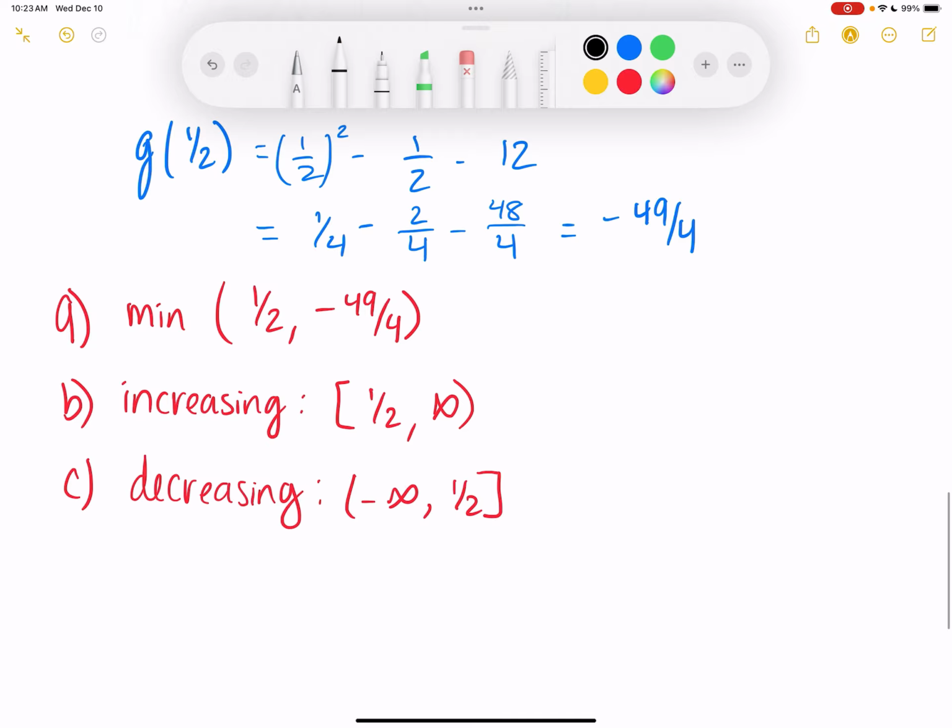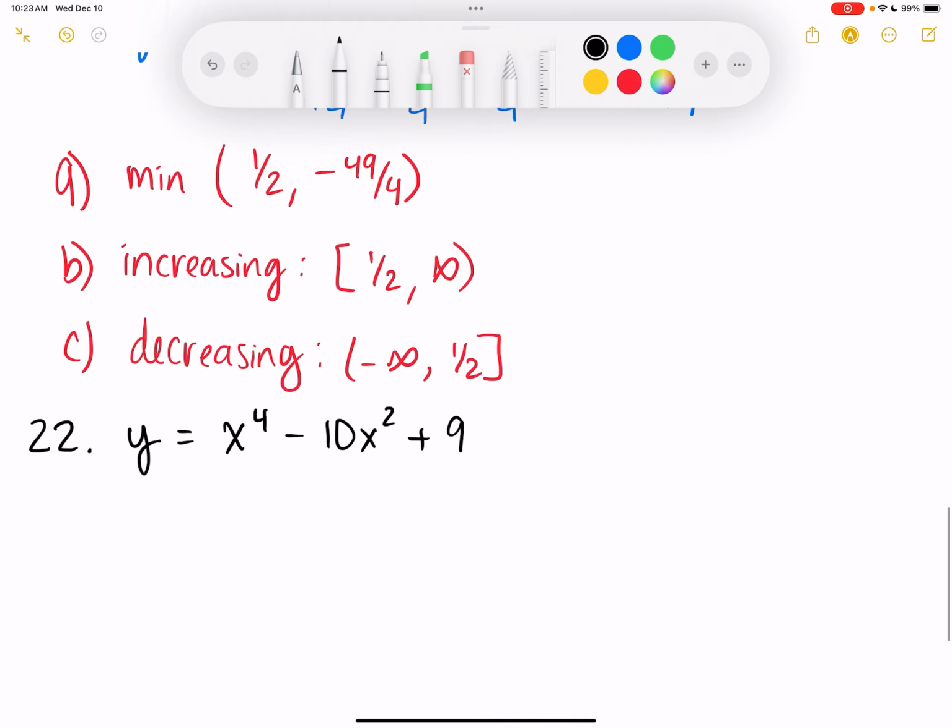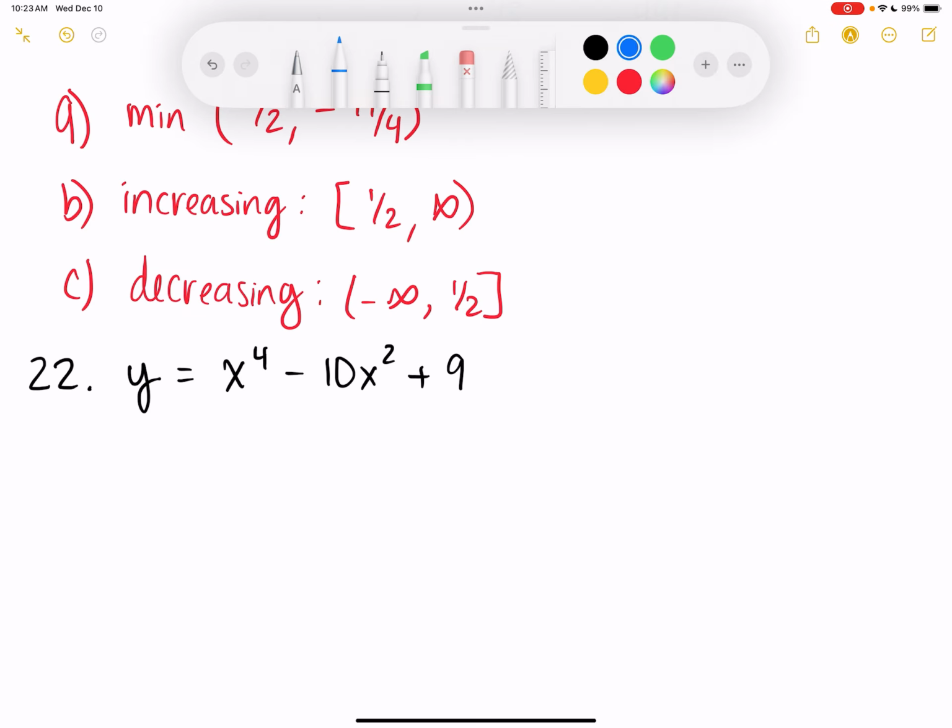So if we look at 22, y equals x to the fourth minus 10x squared plus 9. Then I've got the first derivative is 4x cubed minus 20x. The second derivative is 12x squared minus 20.